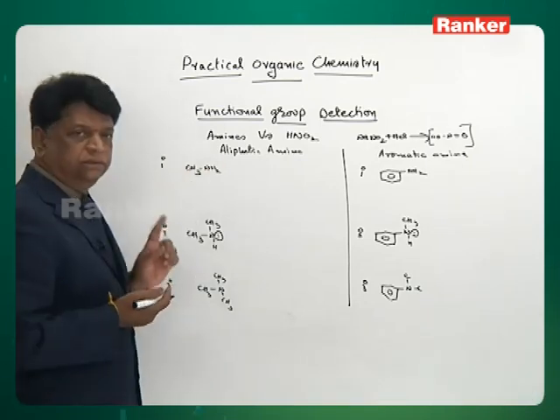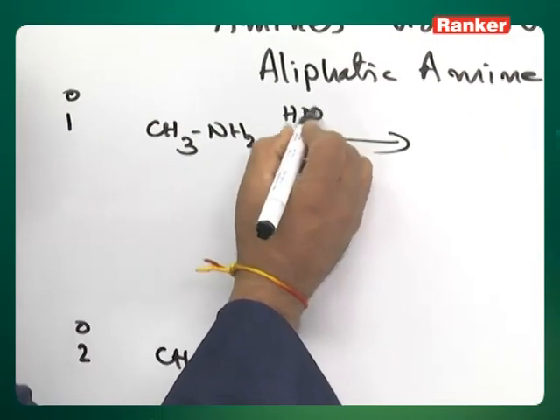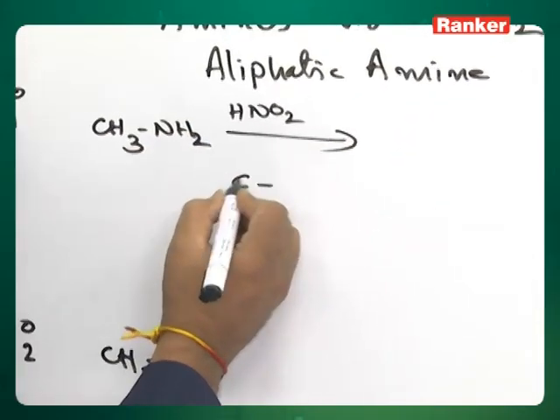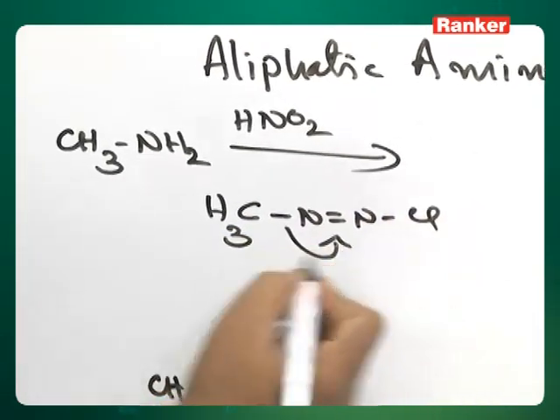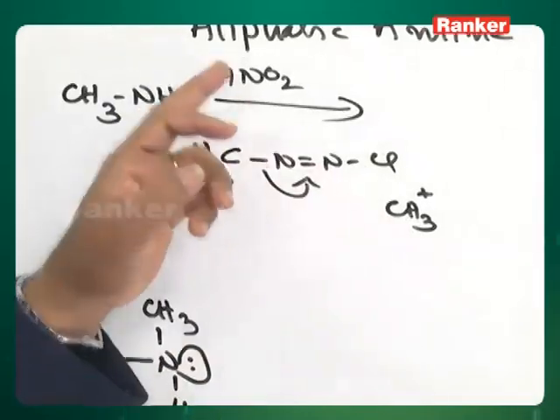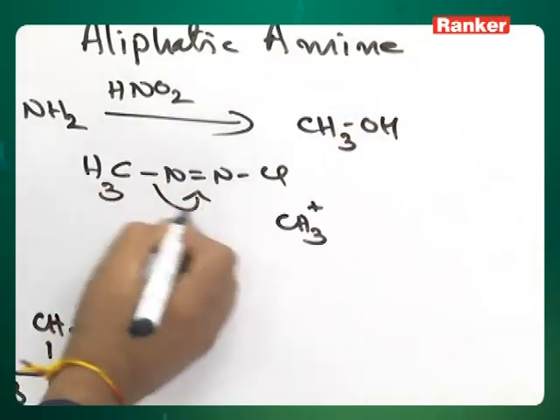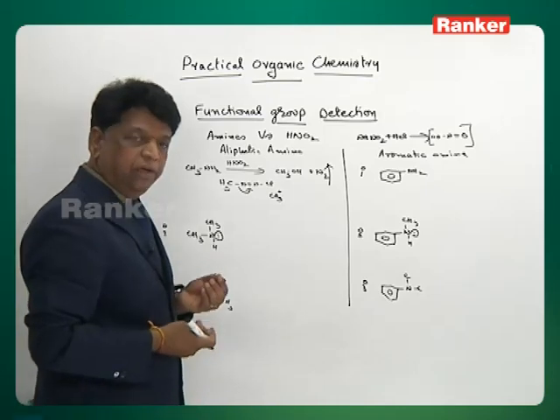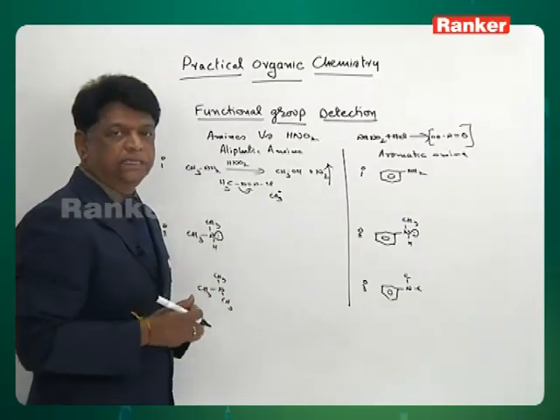Now, the reagent is one, that is nitrous acid. What happens when I add HNO2 for the first case? Initially the methyl diazonium salt is formed, but the diazonium salt is a highly outgoing group, therefore it decomposes and gives a methyl carbocation, which in the presence of water becomes methyl alcohol. But the N2 comes out as effervescence, just like a carboxylic acid with bicarbonate, where CO2 gas comes. Like that, in this case also N2 gas will come.